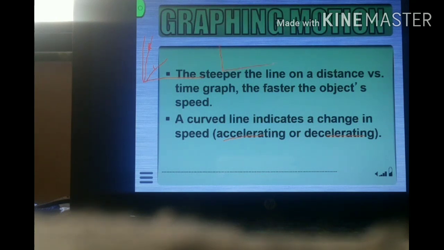Whenever the graph is of a curved nature, like this curve, it is showing that it is accelerating, and if it is in the reverse manner, then it is showing that it is decelerating. Okay, decelerating means what? It is negative acceleration.